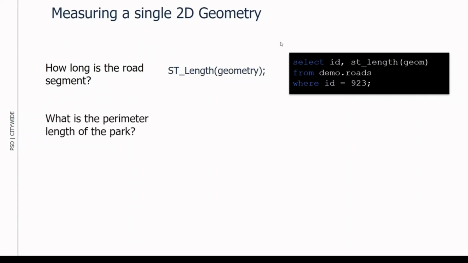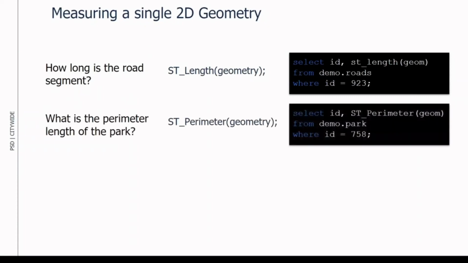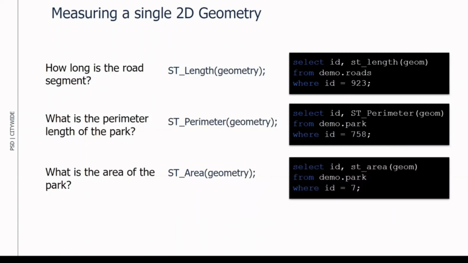So what is the perimeter length of the park? Well, exact same thing. We have a function for ST_Perimeter, and this will give you the perimeter of the geometry. If you want to know the area, you guessed it, there's a function to do that. It's ST_Area, and it takes the geometry and it's structured the exact same way, and it will give you the area of the park within that coordinate system. So if you're using UTM, you're going to get the results in square meters.